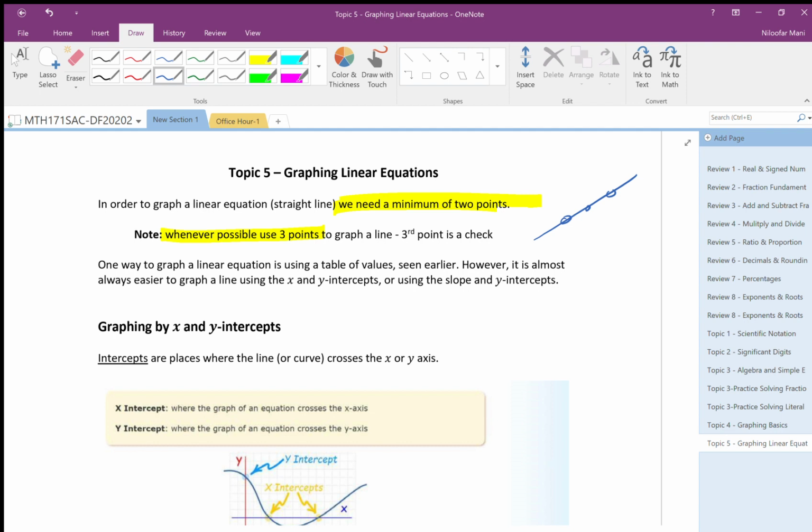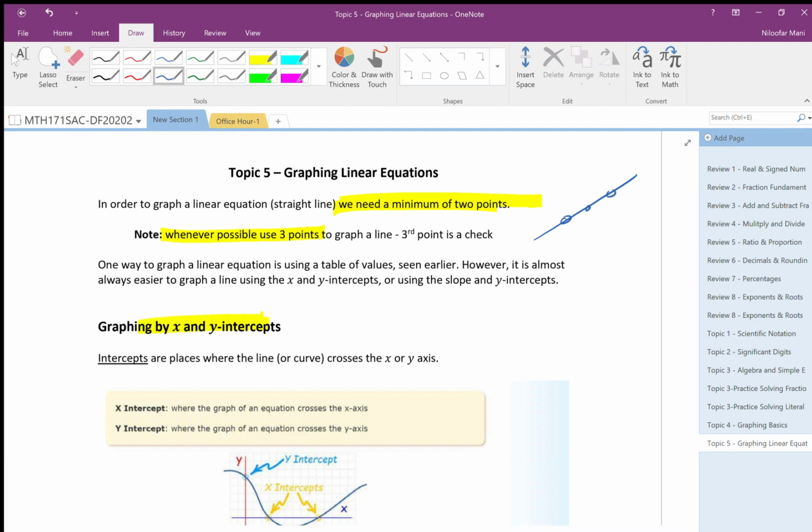As I said, we did table of values before, but right now we are saying that you just need 2 points. So how about I choose really specific points, not just any points. Specific points can be the x-intercept and the y-intercept. Sorry about that, I wanted to highlight it. So, x-intercept and y-intercept.